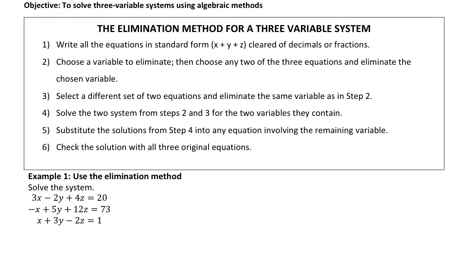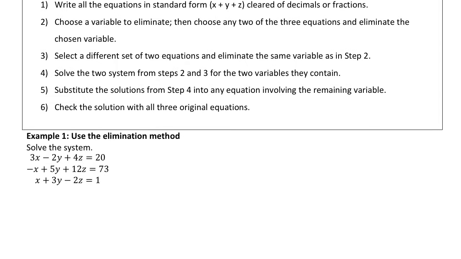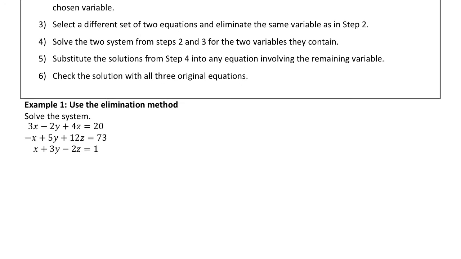So here I have the steps to solving these, and these systems have variables x, y, and z. What you want to do is make sure that your system has each equation with x, y, and z all on the same side of the equation, all on the left-hand side, I would say. You choose a variable to eliminate, and then you choose only two of the three equations to eliminate that variable. And I'll talk about that.